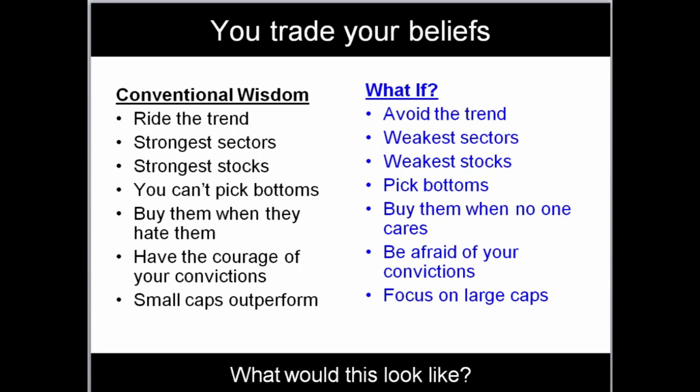So I decided then to write the polar opposite of that and say, all right, what if I had a strategy that tried to avoid the trend and look for the weakest stocks in the weakest sectors, and I tried to pick bottoms? And then the opposite of hate is not love, but indifference. And I said, well, what if we buy them when no one else cares? And what if I'm always afraid of these beliefs and I don't trust this system at all, and I'm very nervous to get out? And what if I focus on large caps instead? What would this kind of a system look like?